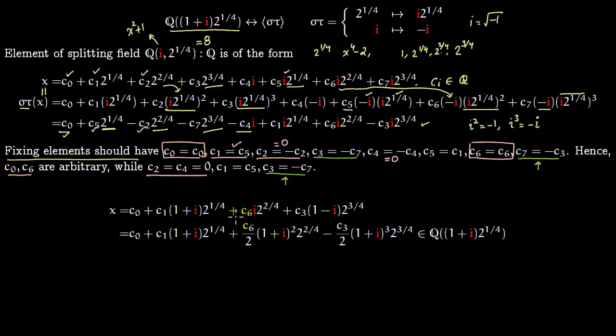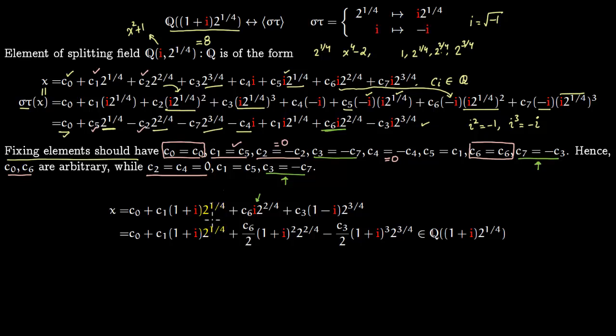You get 1 plus I, 2 to the 1 by 4. Then you have C6, which is just arbitrary, so it comes as such. C6 you don't do anything, just copy it right here. For C3, you keep C3 here and set C7 equals to minus C3, and then you will get 1 minus I, 2 to the 3 by 4. This will become positive obviously, because instead of C7 you're writing minus C3. So this is what you get.